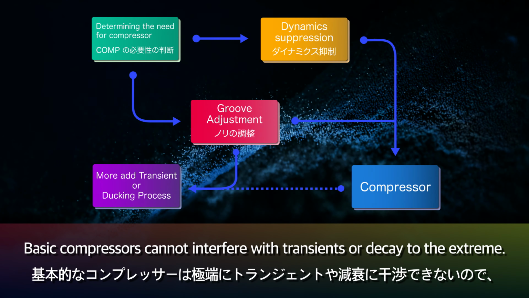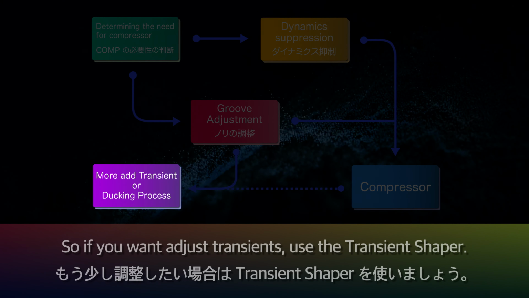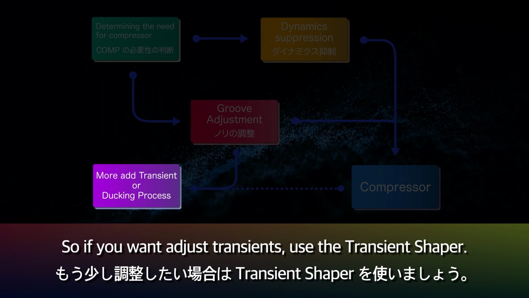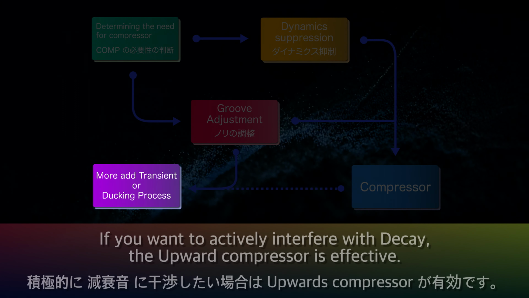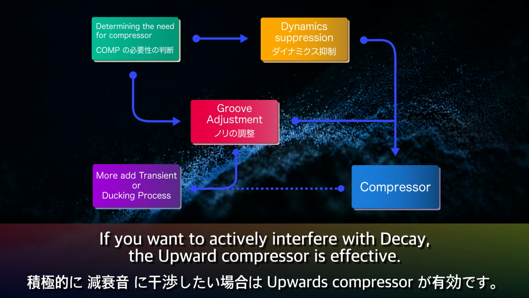Basic compressors cannot interfere with transient or decay to the extreme, so if you want to adjust the transient, use the transient shaper. If you want to actively interfere with decay, the upward compressor is effective.